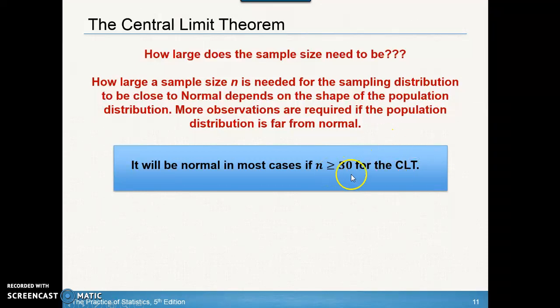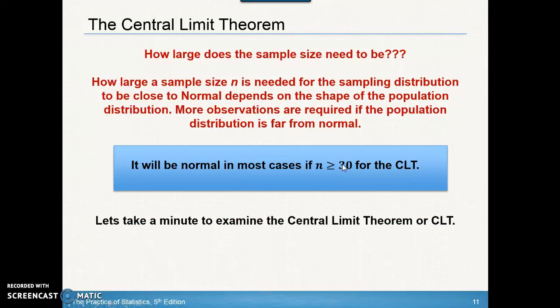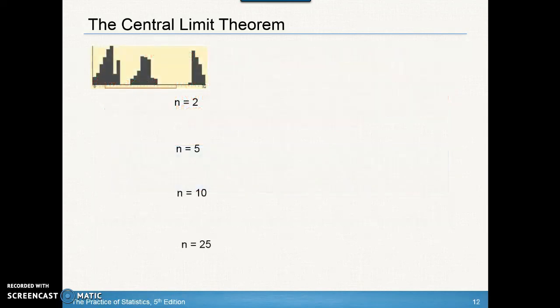However, if I take samples of size 30, find the mean income, put that on a graph, take another sample of size 30, find the mean income, put it on the graph, and another, then the sampling distribution of the sample means, all those means, will be approximately normally distributed. So as long as the sample size that you're taking is at least 30, then the sampling distribution will be approximately normal. So we're going to take a minute and look at the central limit theorem, or the CLT, and see how we came up with the number 30. Is that just arbitrary, or did somebody actually prove why we're using the number 30?